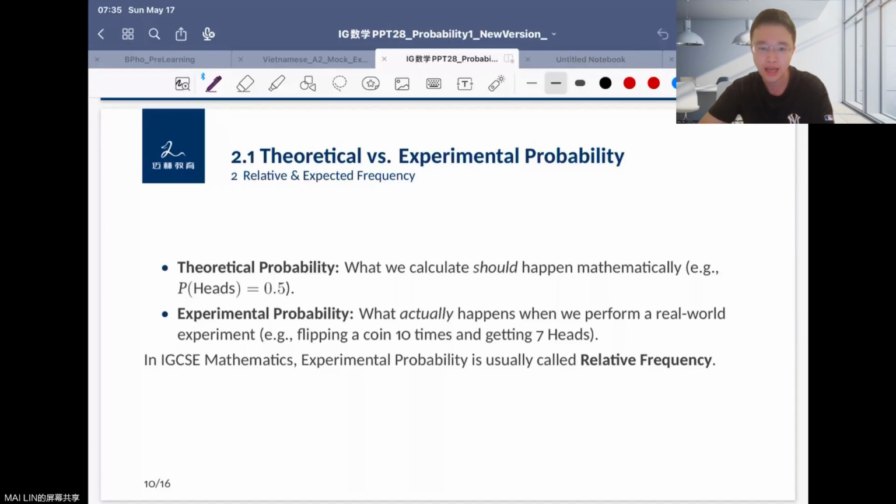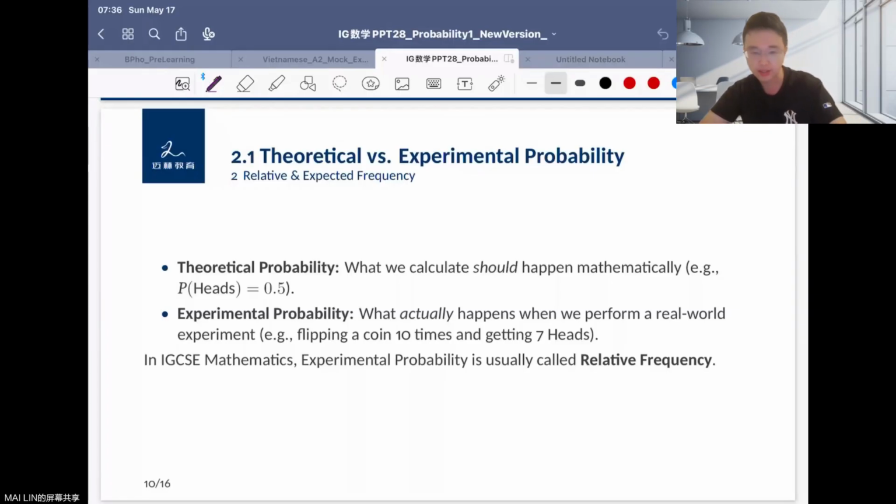And when we do the real experiment, we'll find an experimental probability. For example, you flip a coin 10 times and only get 7 heads. So the probability equals 7 over 10, right? The probability equals the number of events in success over the total number of events. That is experimental probability.